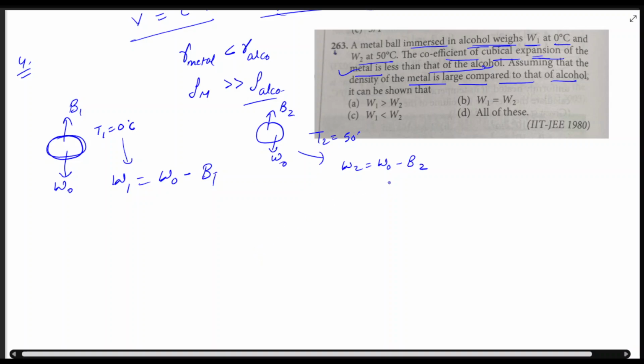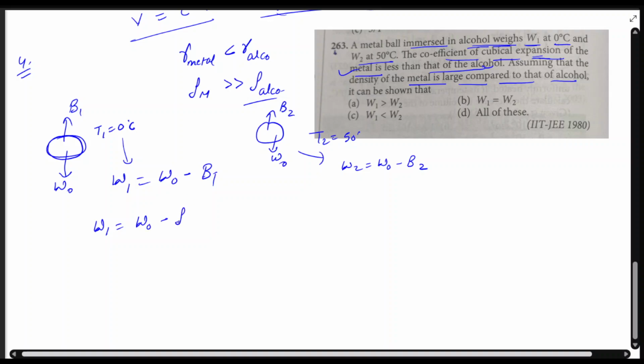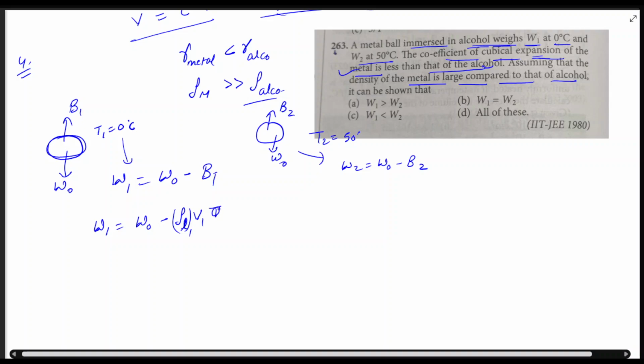Now we have to compare whether they are equal, less or more. Let's solve. W1 equals W naught minus the buoyant force, which is rho of liquid, rho 1, times V1, times G. So density of liquid, volume of object submerged, into G, right? Similarly, W2 will be W naught minus rho 2 times V2 into G.